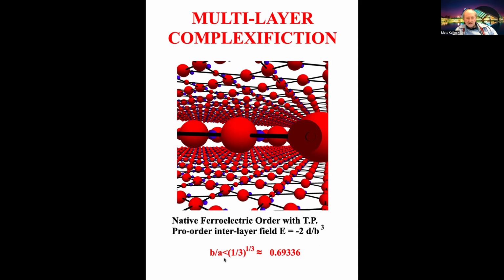You will get this interesting, beautiful number, 1/3 to the 1/3. The distance between planes relative to the lattice constant of the Kagome lattice must be less than 1/3 to the 1/3, which is approximately 0.69336. If you exceed that, you can get the native ferroelectric order when all atoms are in the Trojan state, and they are all moving in phase. So the net polarization is non-zero on the macroscopic scale. Okay.